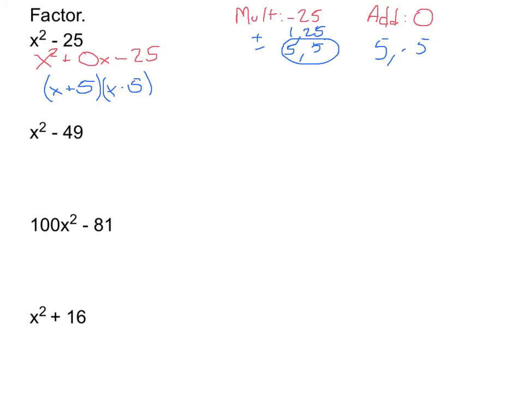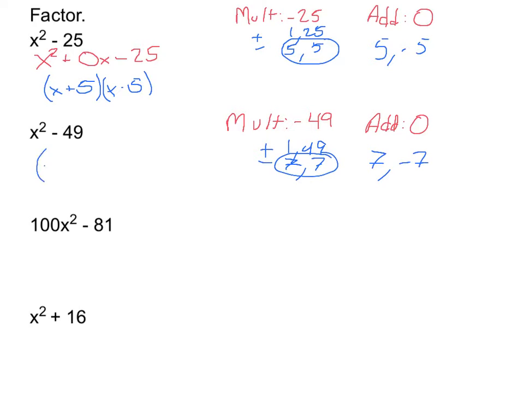All right, let's look at the next one. x squared minus 49. We have to multiply to make negative 49. And again, my middle term is 0, and that's what we're going to add to. So we make a list. We have 1 and 49, or 7 and 7, but again, because it's negative, it's got to be plus or minus. So here we are, 7 and negative 7. So we'll have x plus 7 times x minus 7.